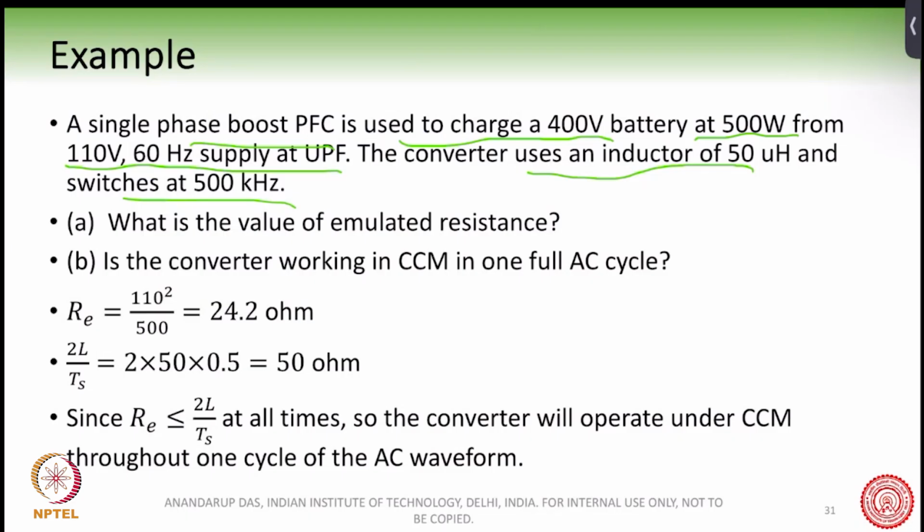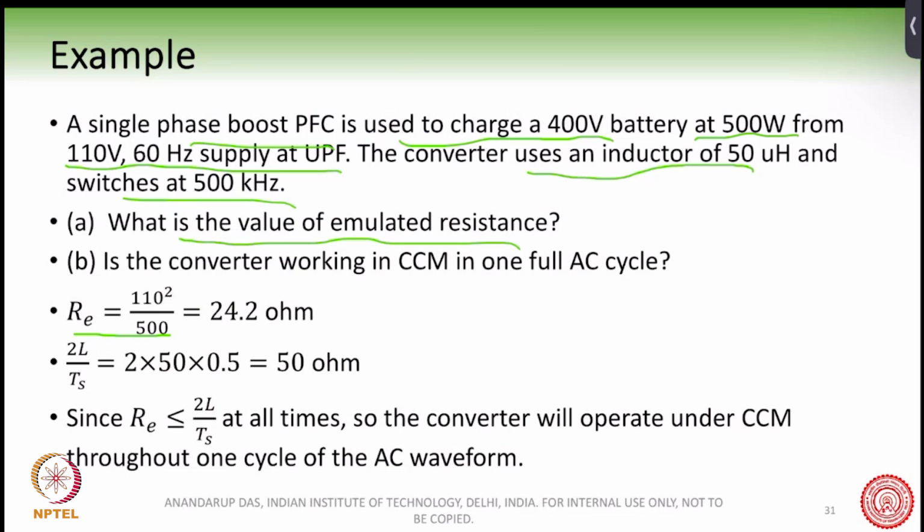Now, the first question is: what is the value of the emulated resistance? This we know, right? We have seen already, the power is V squared by RE.